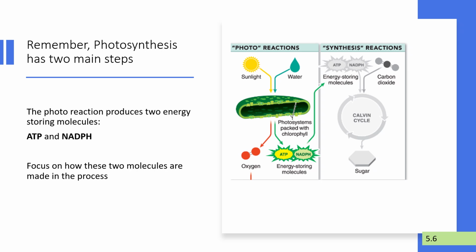The goal of the photoreaction is to store energy. And we do that by storing sunlight energy in the bonds of two molecules, ATP and NADPH. As we talk about the photoreaction, pay attention to how these two molecules are formed.